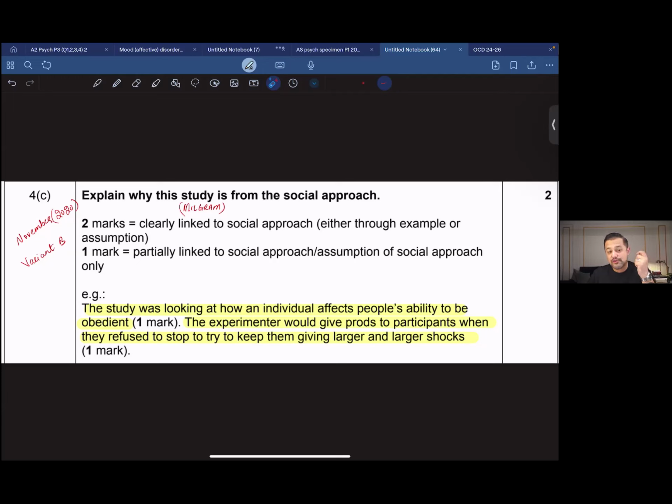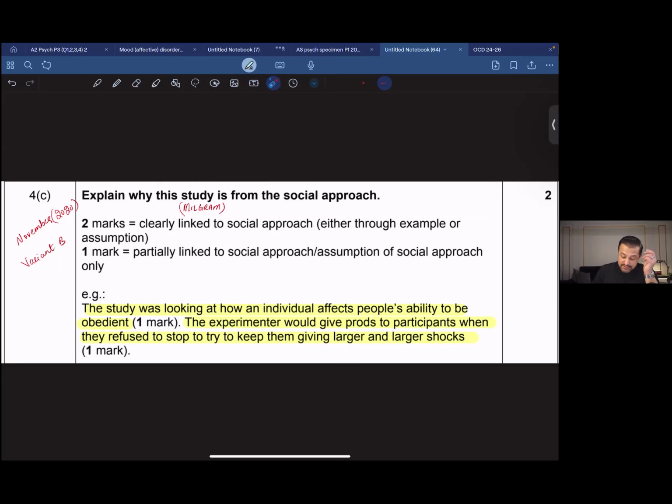And the question over here reads, explain why this study is from the social approach. By this study, we're referring to Milgram over here. You could write, the study was looking at how an individual from the environment would affect another individual's ability to be obedient, right? So social approach. The experimenter would give prods to participants when they refuse to stop, to try to keep them giving larger and larger shocks. So we're talking about the social environment, how an individual from the immediate environment helped someone else, or rather say influence someone else, be more obedient.